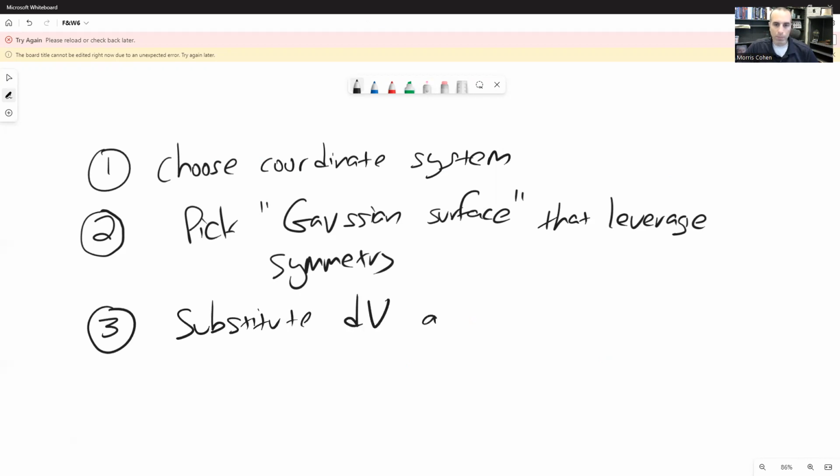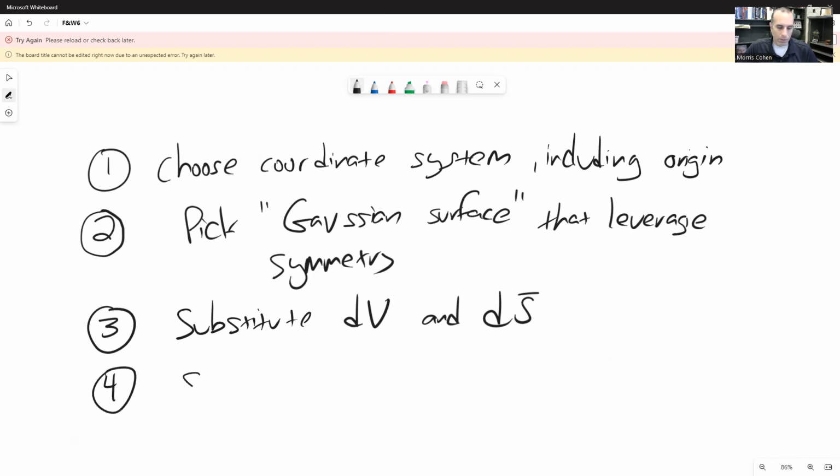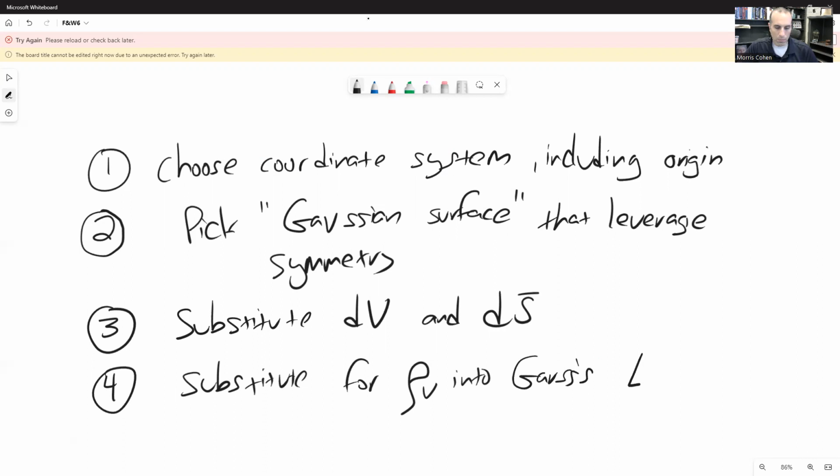Number three is you substitute your differential volume and your differential surface. By the way, step one includes picking the origin location. All right, step three is substitute dV and dS given your selection of your coordinate system. Step four is substitute for rho v into Gauss's law. And step five is to solve as much as you can. All right, so this is the answer.